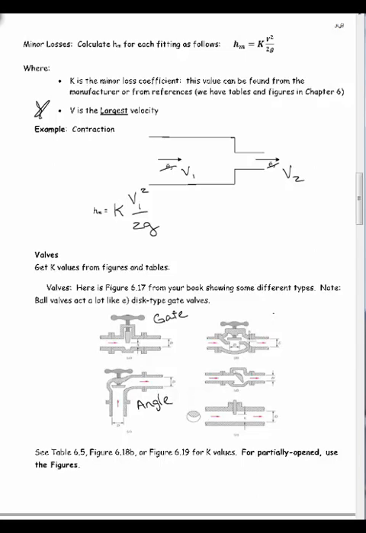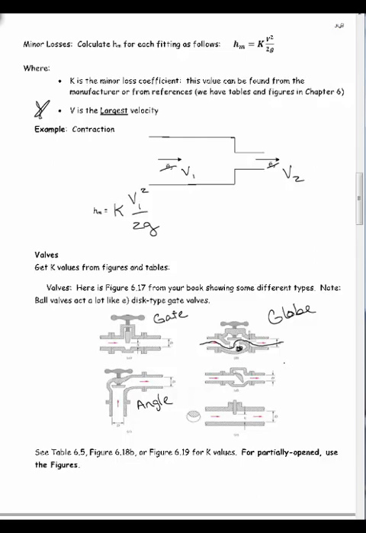This one is a globe valve. Globe valves are the highest losses of any of these. And if you look at this, even as it's open, the flow has to go here, here, here, like that in order to get through. So there's a lot of losses going on in there. You're going to have little separated areas all over the place.